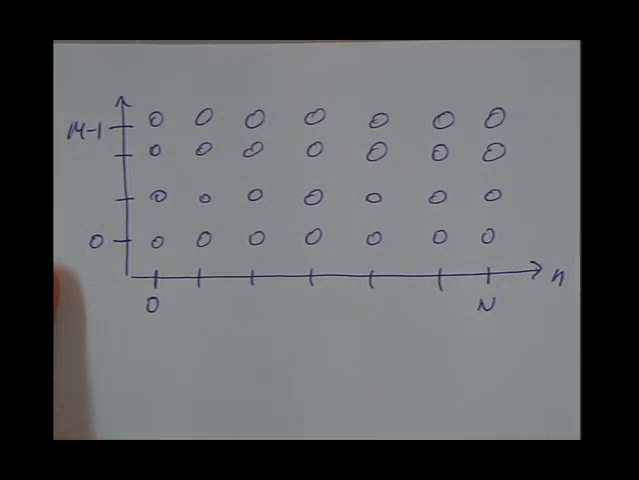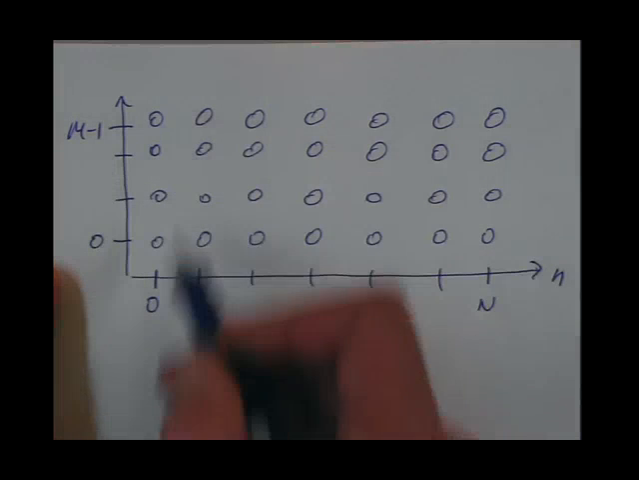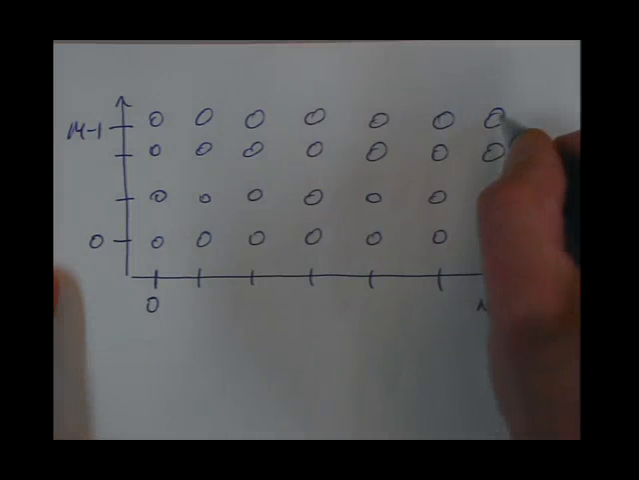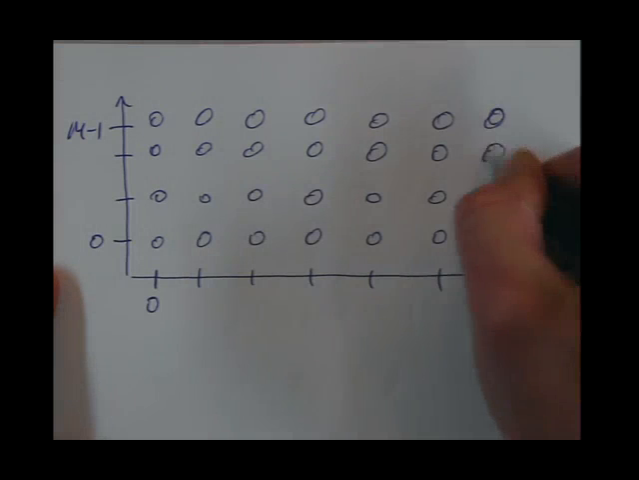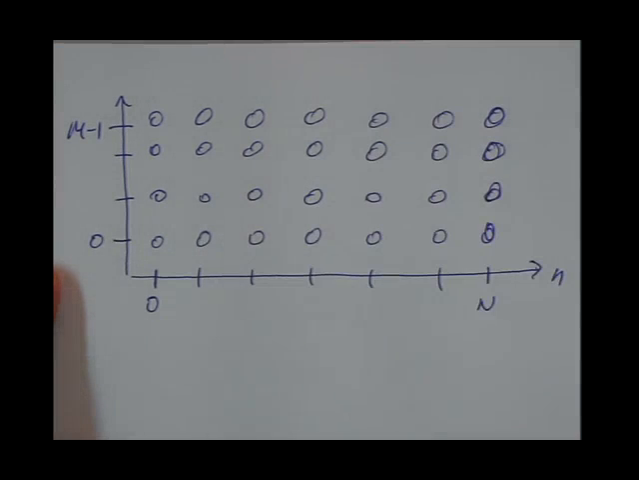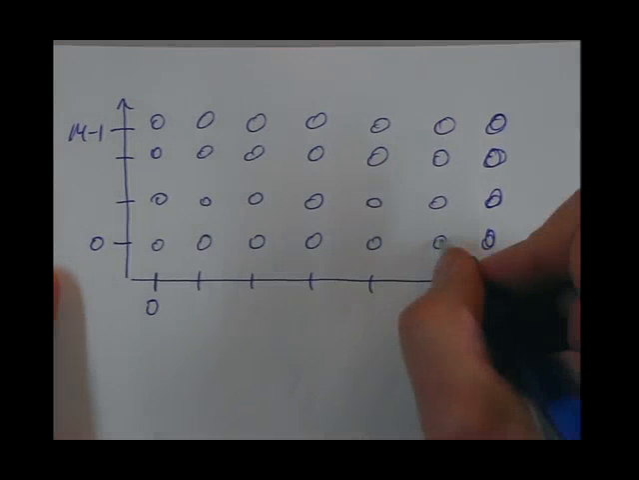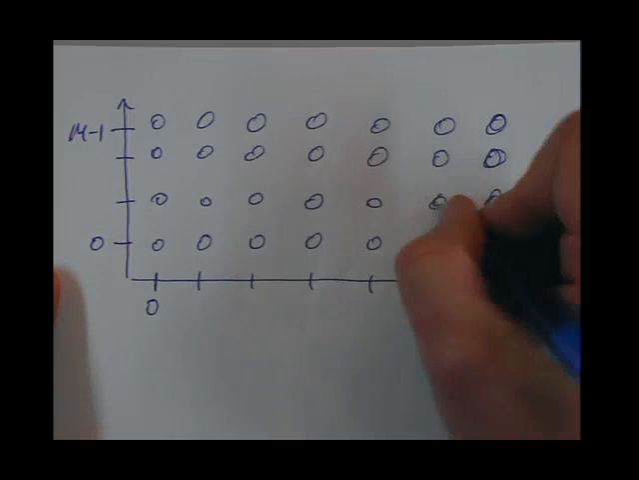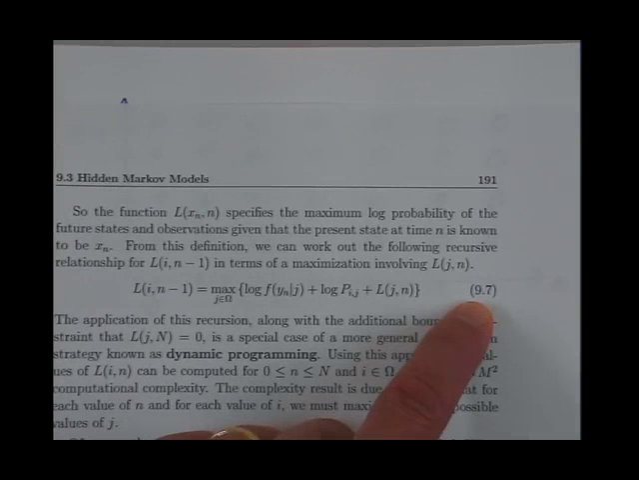Okay? So each of these circles represents a memory location in the computer. You start off by initializing these, they are all going to be zero at the last end, right? And then you work backwards in time. So to compute time n minus 1, you apply this recursion here in equation 9.7.